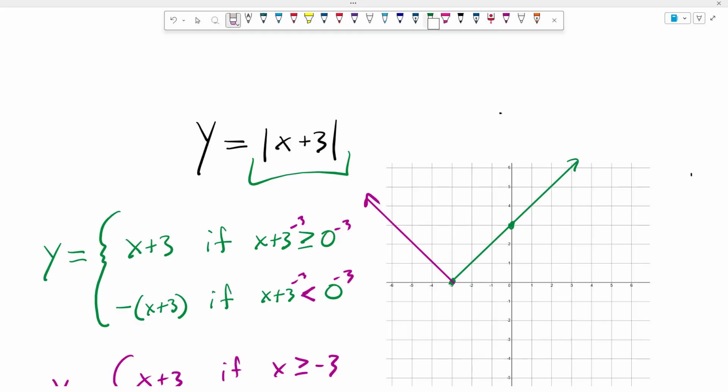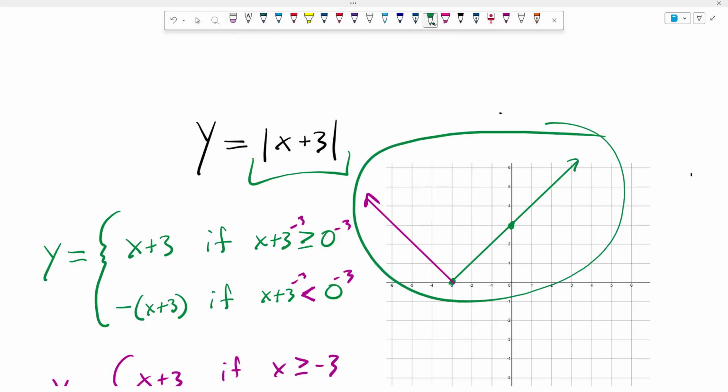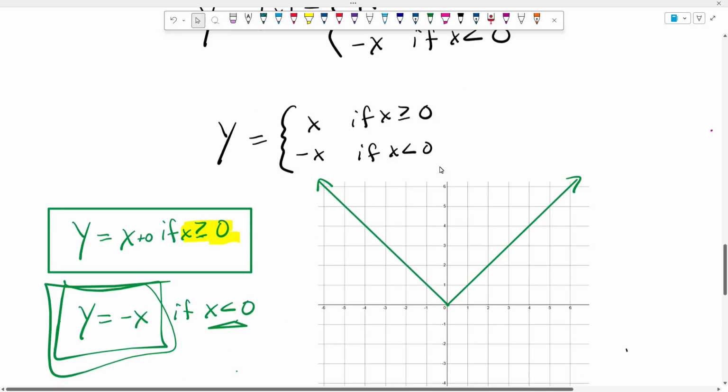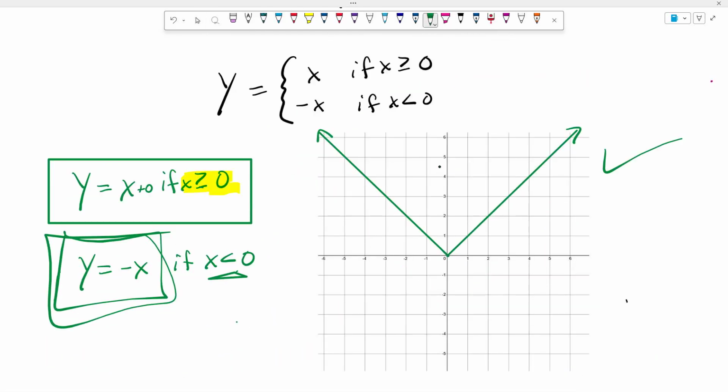How does the graph of this guy compare to the graph of this one? It moves to the left. This moves to the left by how much? 3 units. Okay. What did we call it last year when we moved? Translation. There's a type of transformation called a translation. So we translated this function, y equals absolute value of x, to the left by 3.